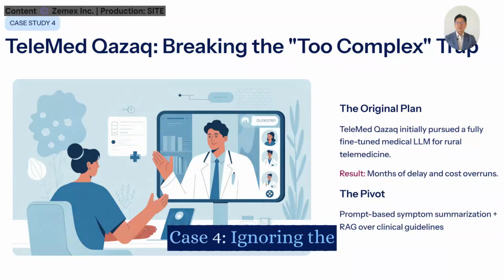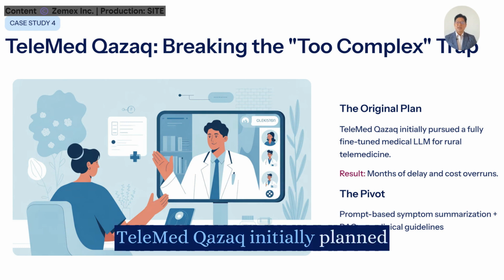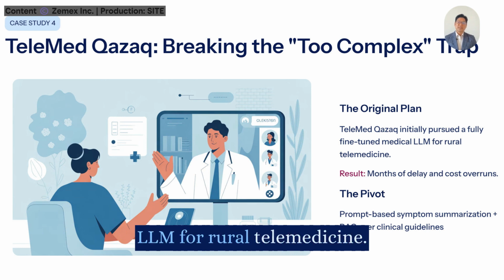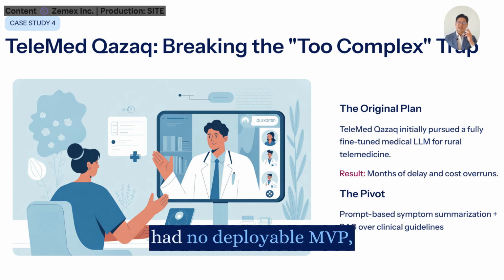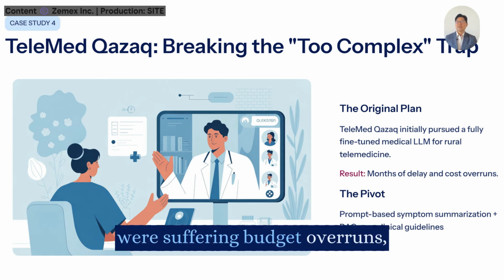Case 4, ignoring the golden rule. Let's look at what happens when you start too complex with a healthcare AI scenario. Telemed Kazakh initially planned a fully fine-tuned medical LLM for rural telemedicine. After 5 months, they had no deployable MVP, were suffering budget overruns, and faced regulatory uncertainty.